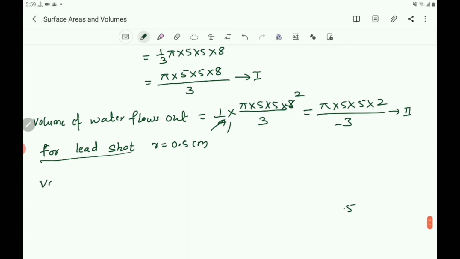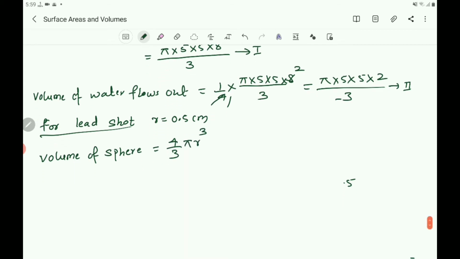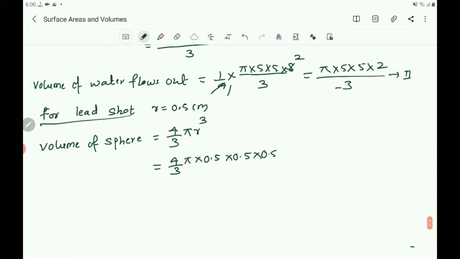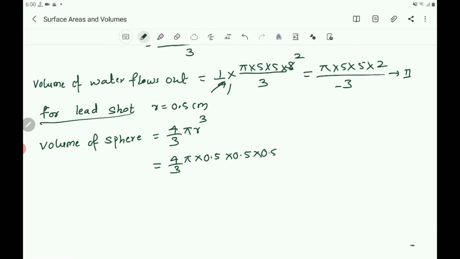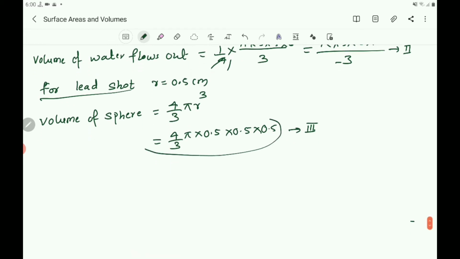Then you write the volume of lead shot, that is nothing but a sphere, equals 4/3 pi r cube. So you write 4/3 as it is, pi also as it is. R cube means 0.5 into 0.5 into 0.5. So you also keep this as third, and don't multiply it, write it as it is.